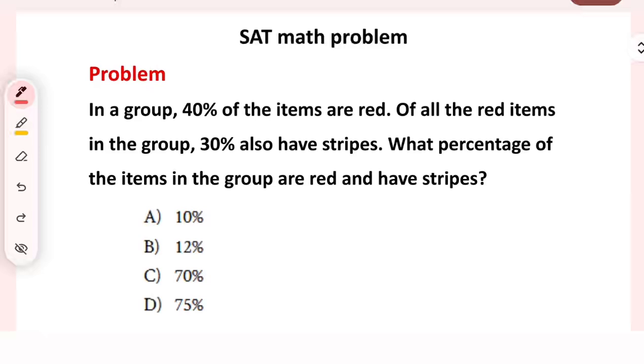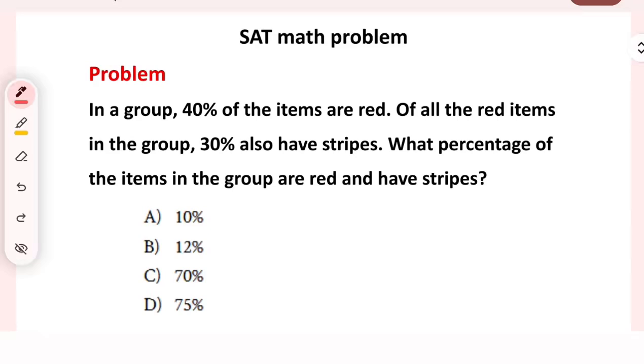All right, so help me solve this SAT math problem. This is the problem. In a group, 40% of the items are red. Of all the red items in the group, 30% also have stripes. So what percentage of the items in the group are red and have stripes?